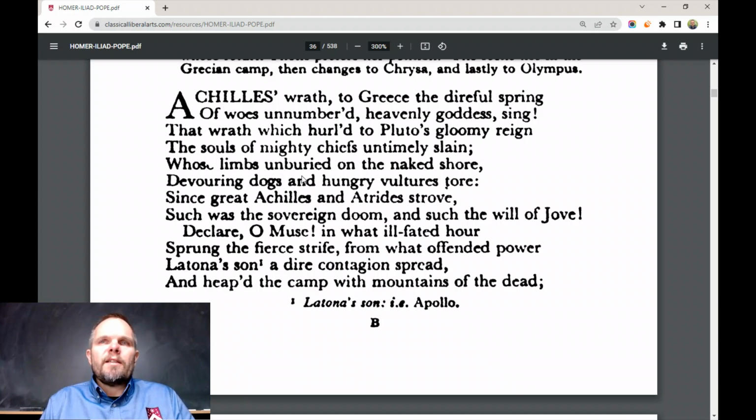Since great Achilles and Atrides strove, such was the sovereign doom and such the will of Jove. And here we have more names introduced to us. And this is the challenging part of reading classical literature, that you have to learn who all these characters are. We have three names here: Achilles, Atrides, and Jove. Achilles is the main character of this story. We're reading of the wrath of Achilles. And what we learn is that there was strife between Achilles and someone else. We have this name Atrides.